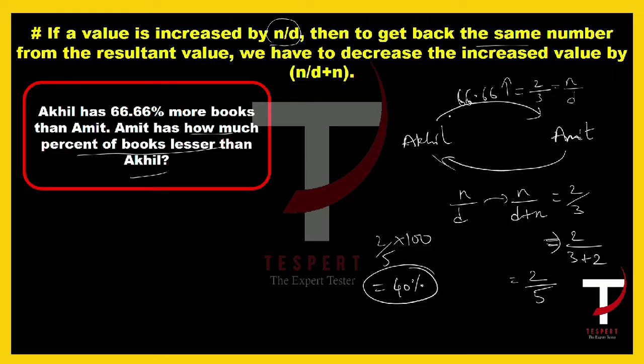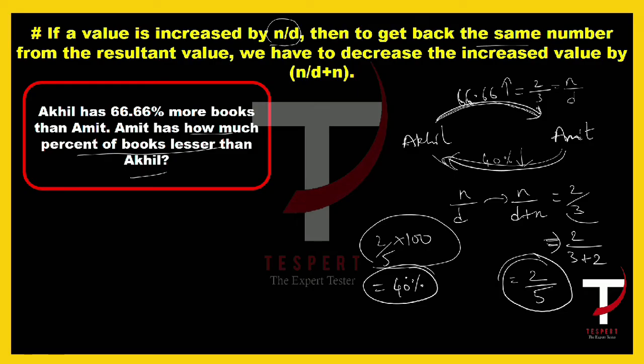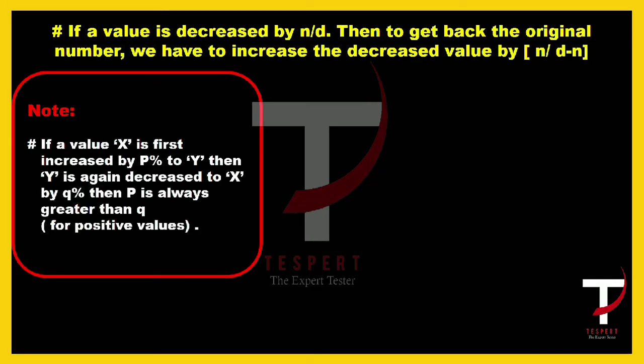So Akhil has 66.66% more books than Amit, and Amit has 40% lesser books than Akhil. 40% lesser books means 2 by 5 fraction lesser than Akhil. Here 2 by 3, here 2 by 5, which is converted into percentage. So let's move on to the next slide.